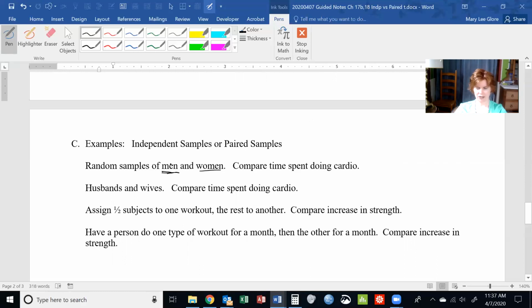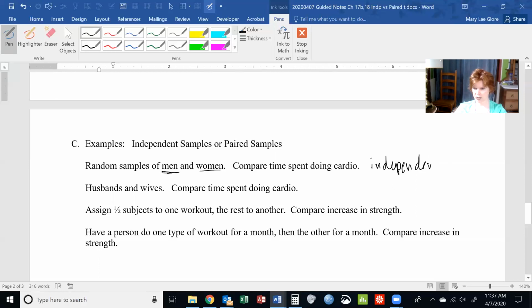Here the idea is, if they're independent, can I hook up one guy? Is there a person in my random sample of men that goes with only one woman? Or is there only one woman over here that's related to this one guy? And the answer is no. This is a random sample of men, a random sample of women. They're unrelated to each other. So there isn't a relationship between these men and these women. So this is going to be independent, and here we'll do an independent T.